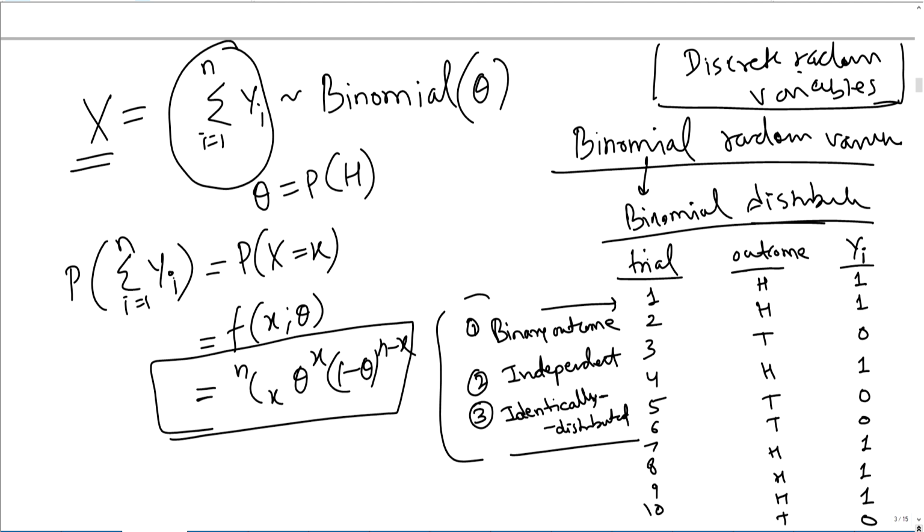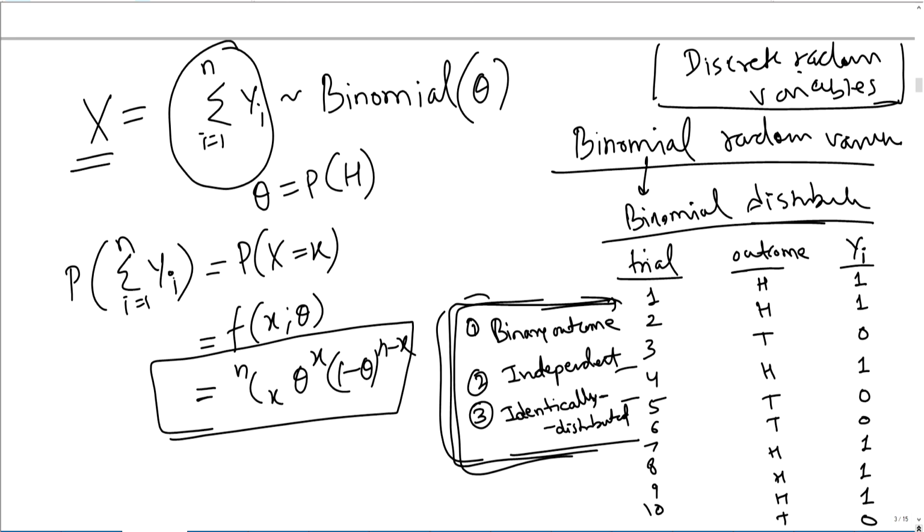It could be anything, not just number of heads. So this is the probability assigner function that assigns probabilities to the summation of outcomes in each independent and identically distributed Bernoulli trial. So these are called Bernoulli trials. When a set of trials follow these three properties, they are called Bernoulli trials. And the summation of outcomes from Bernoulli trials follows a binomial distribution with underlying parameter theta, which is the probability of success in the ith trial.